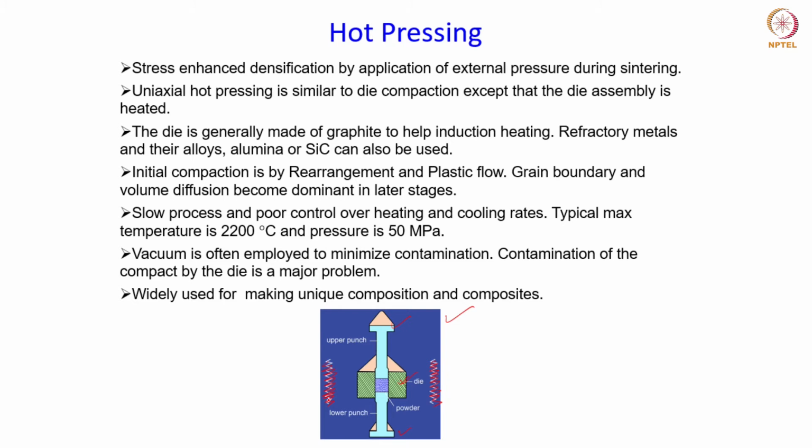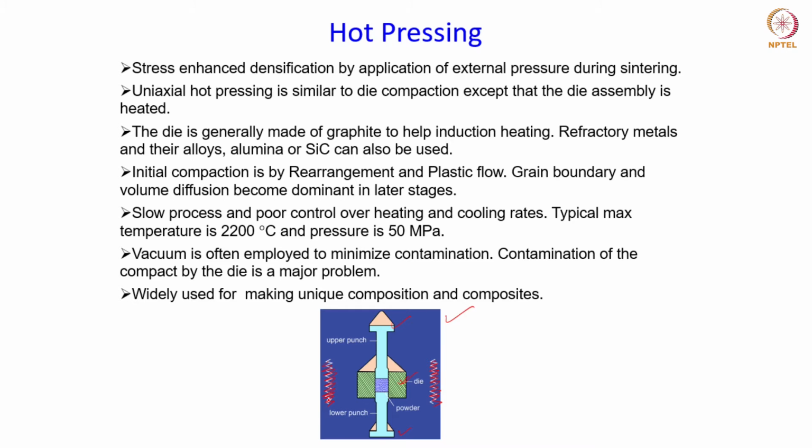So the initial compaction in this case again happens by rearrangement and plastic flow as the powder is pressed and the temperature is raised. And grain boundary and volume diffusion become dominant in the later stages, when the stresses are high and when the compact reaches the sintering temperature and is at a higher temperature.